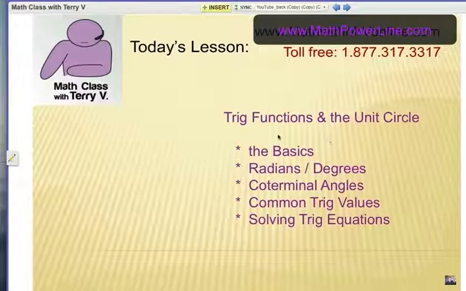We're looking at how trig functions, sine, cosine, tangent, and others, are related to the unit circle. Now in this video we're going to get into common trig values, and the key there is finding the triangles, looking for the triangles in the unit circle. Now here's what I mean.